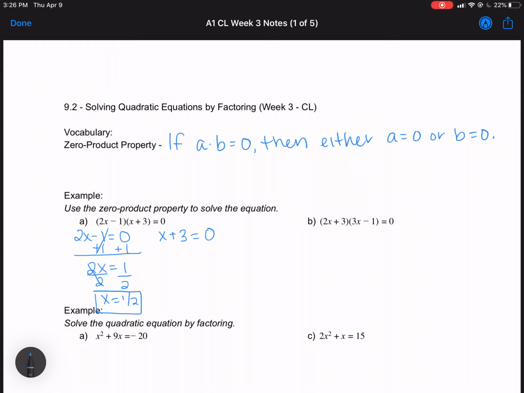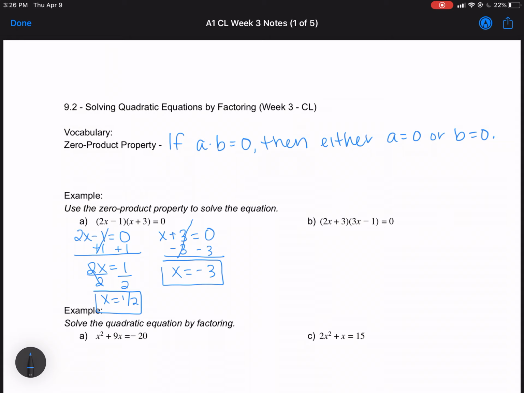Okay. On the second one, we have x plus 3 equals 0. So we subtract 3 to get x by itself. So x equals -3. And those are your two solutions. X equals 1/2 and x equals -3.